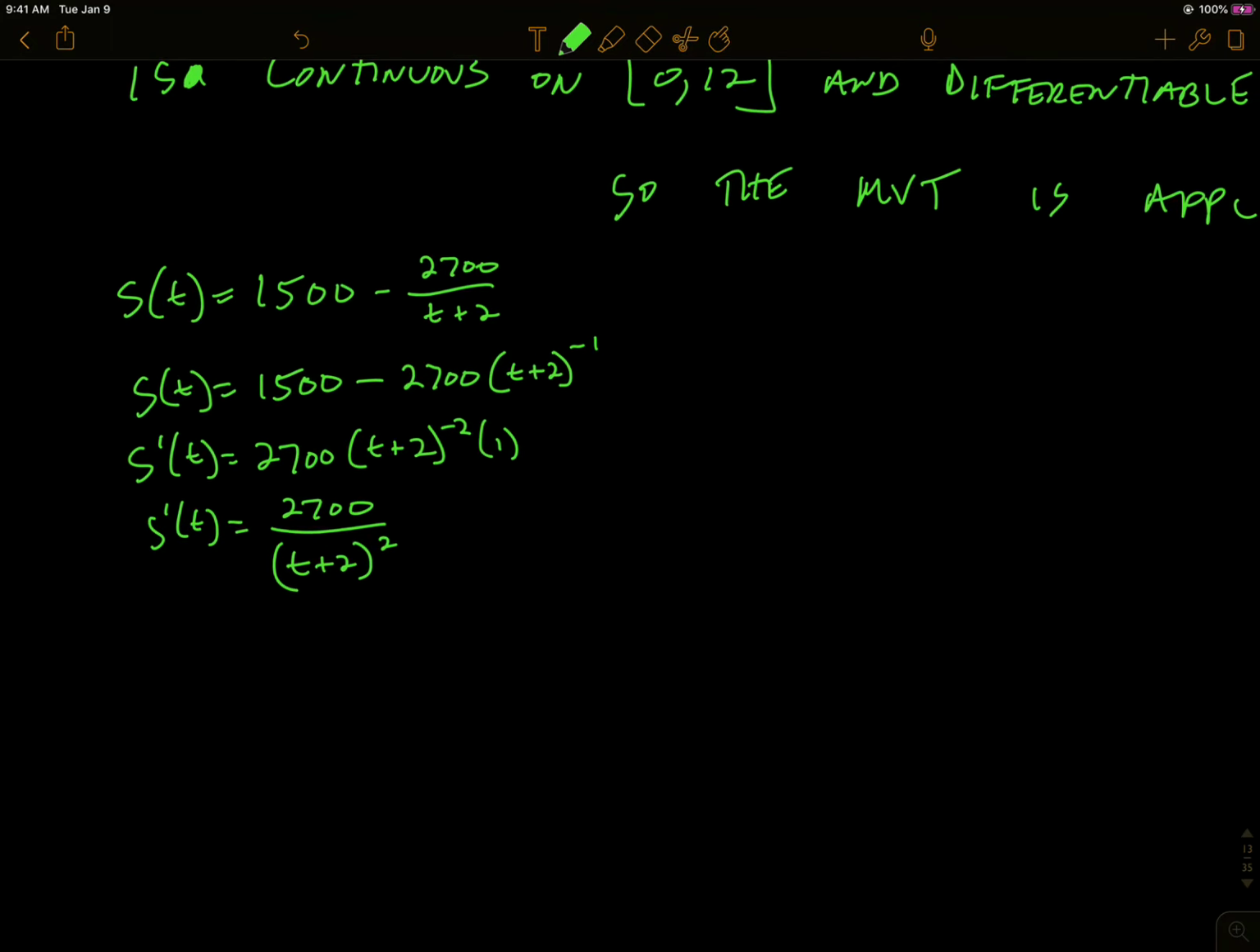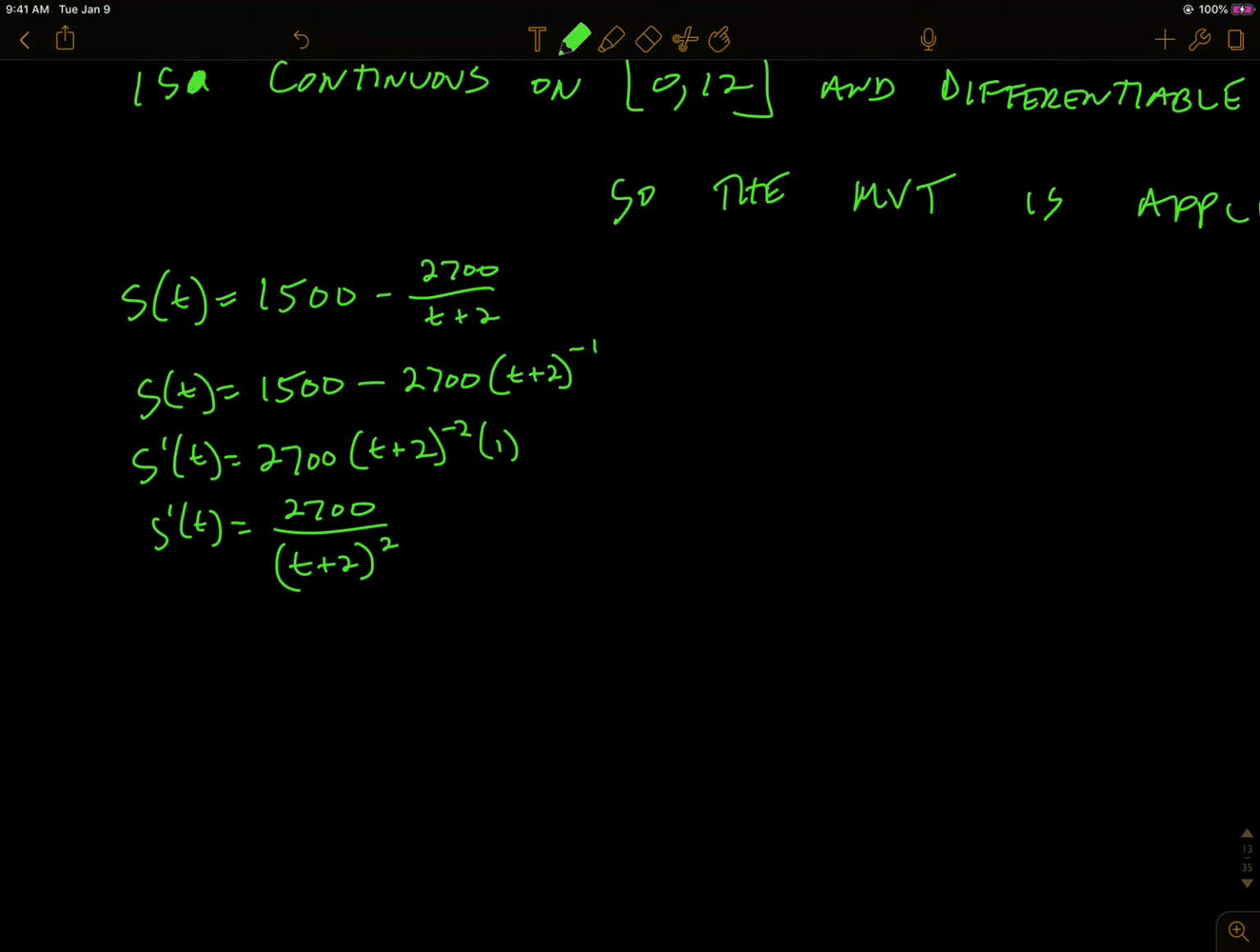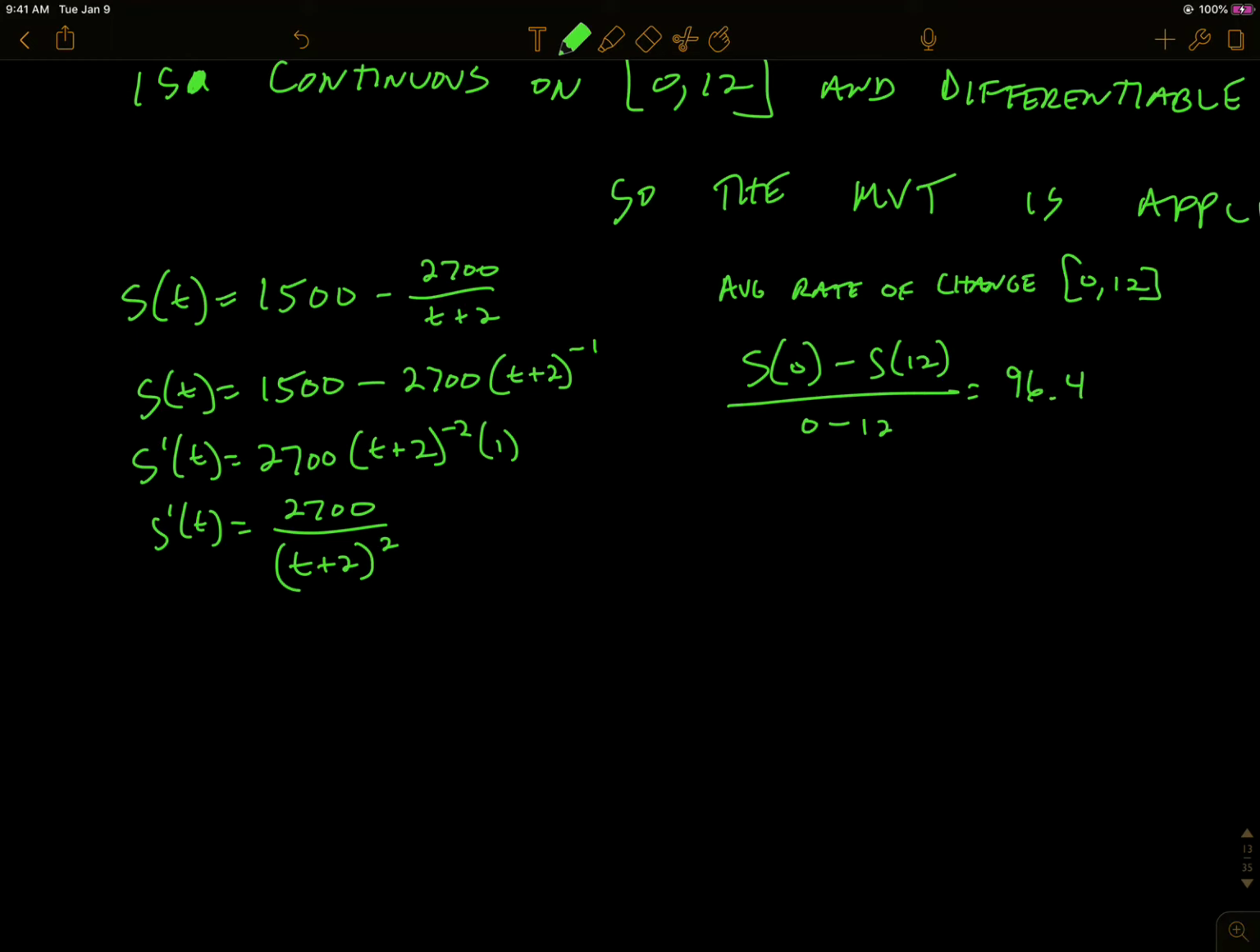So now we can do our average rate of change over the interval from, what was it, 0 to 12, which is the slope of the secant line. So I'm going to do S of 0 minus S of 12 over 0 minus 12. That's going to be equal to 96.429. You should confirm that number. Pause the video, do that out. And the instantaneous rate of change at c would be 2700 over c plus 2 squared.